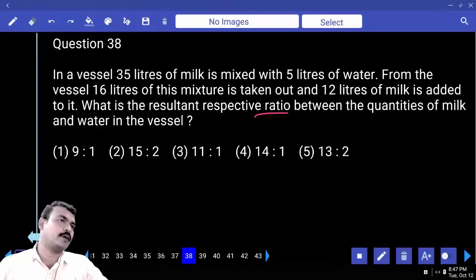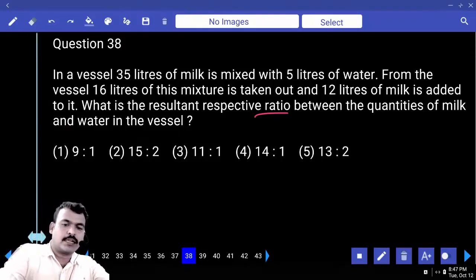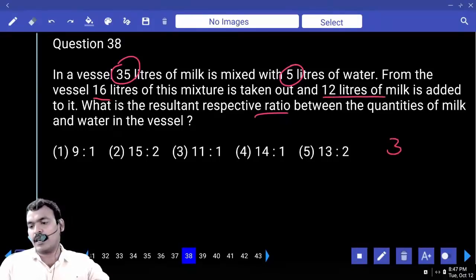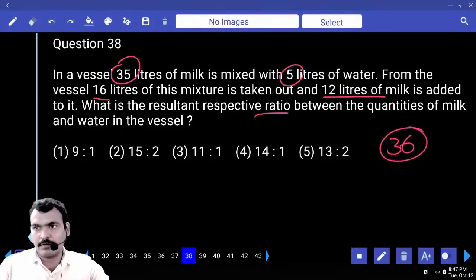First we need to identify the total quantity, or not. 35 plus 5, how much? 40. Out of 40 how many liters are taken out? 16. 40 minus 16, 24. Again how many liters of milk is added? 12. Then the total quantity is 36, or not? That total quantity is equal to milk plus water, or not?